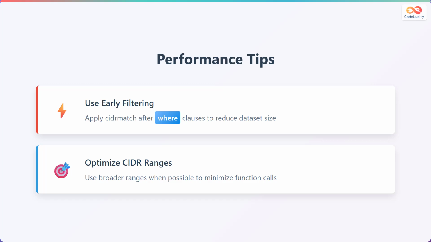Second, optimize your CIDR ranges by using broader ranges when possible to minimize the number of function calls. Instead of checking multiple specific subnets, consider using a single broader range that encompasses all the IP addresses you need to match. These optimization techniques will help your queries run faster and consume fewer system resources.